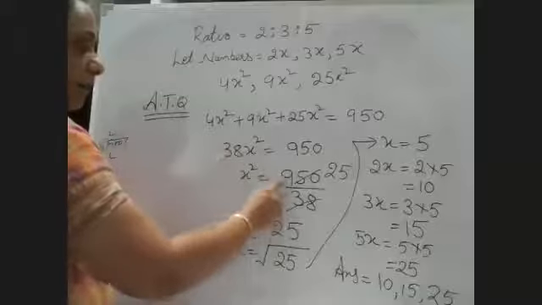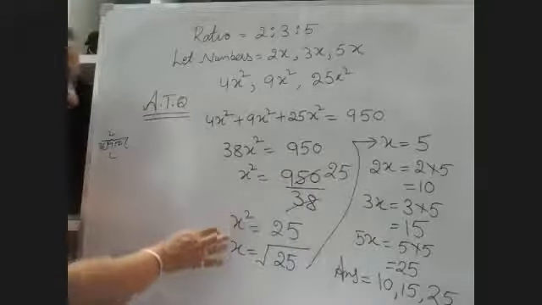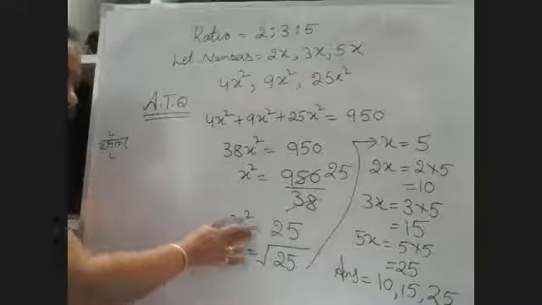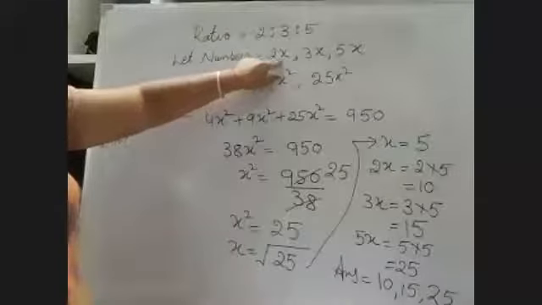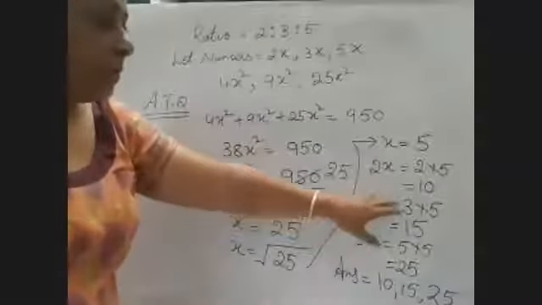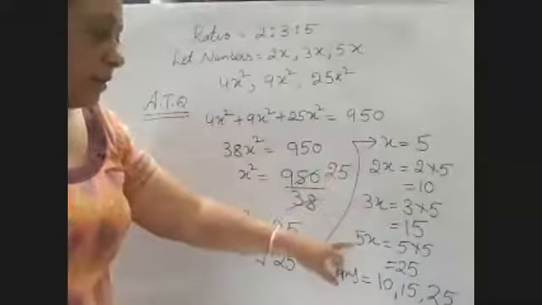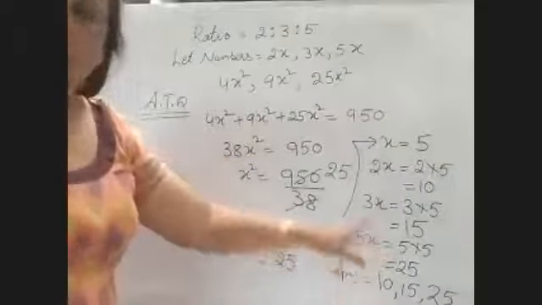Now 950 divided by 38, and then we get 25. Now we find the value of x squared. x squared is equal to 25. The first number is 2x, 2 multiplied by 5 is 10. The second number is 3x, 3 multiplied by 5 is 15. And our third number is 5x, 5 multiplied by 5 is 25. So our three numbers are 10, 15, and 25.